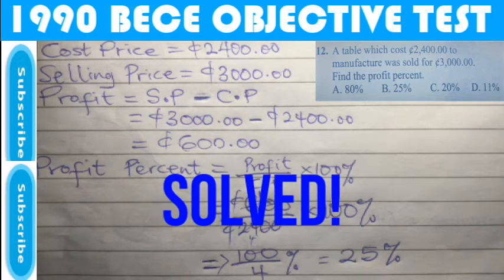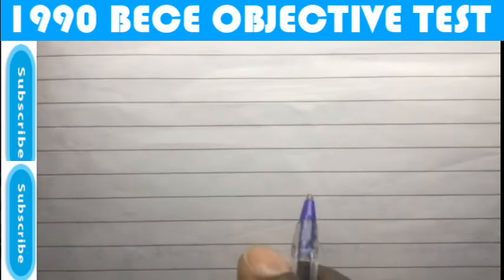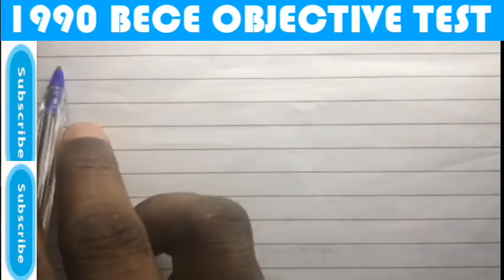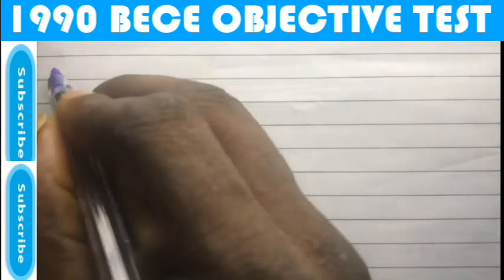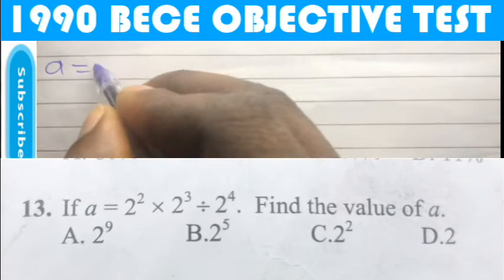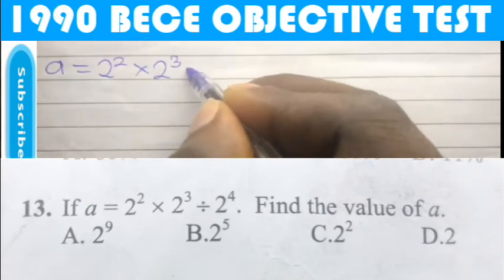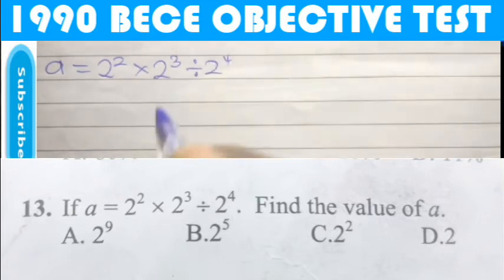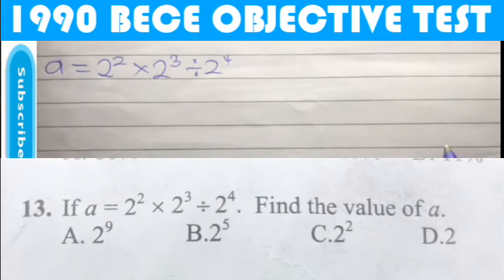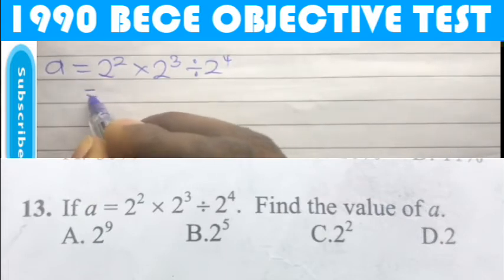We box on to question 13. So with question 13, the question will be displayed on the screen. And let me write the question down. This is under indices. The question says we have to calculate the value of A. We find the value of A. So let's box on and then find the value of A.